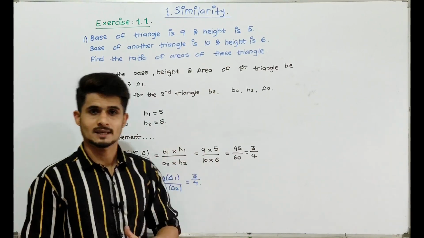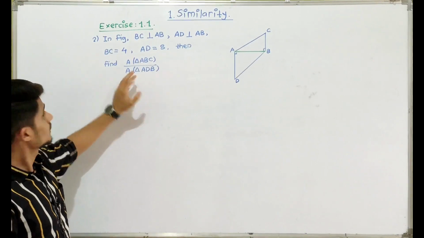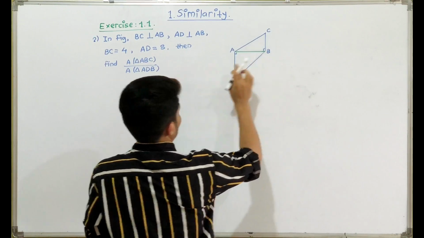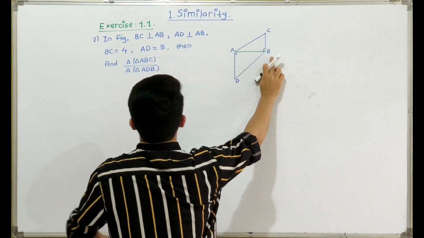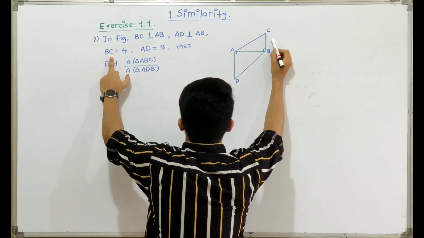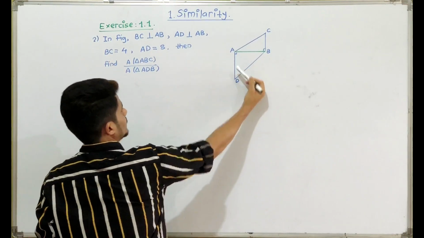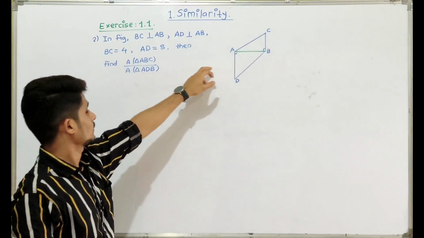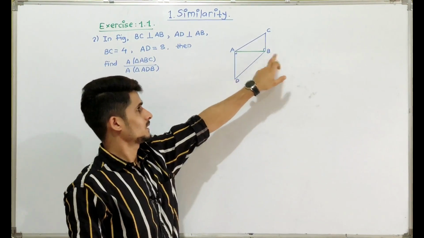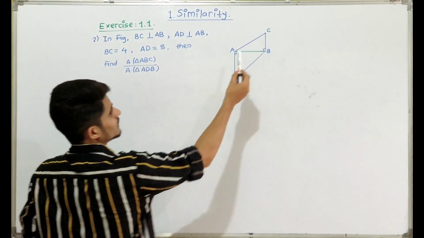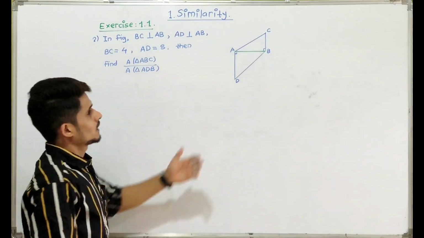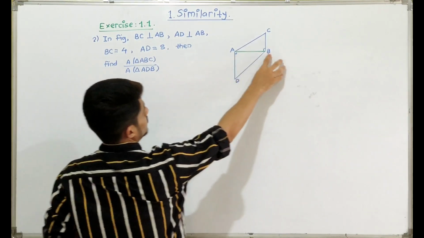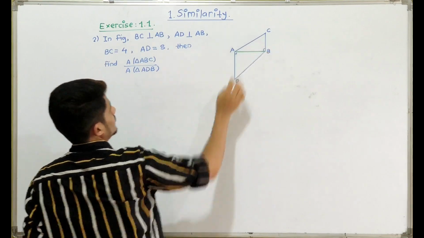Similarly, we'll solve the second sum. So this is the second sum. In the figure, BC is perpendicular to AB and AD is perpendicular to AB. BC is equal to 4 and AD is equal to 8. Then find the area of triangle ABC upon the area of triangle ADB. As you can see, in both the triangles, base AB is common.